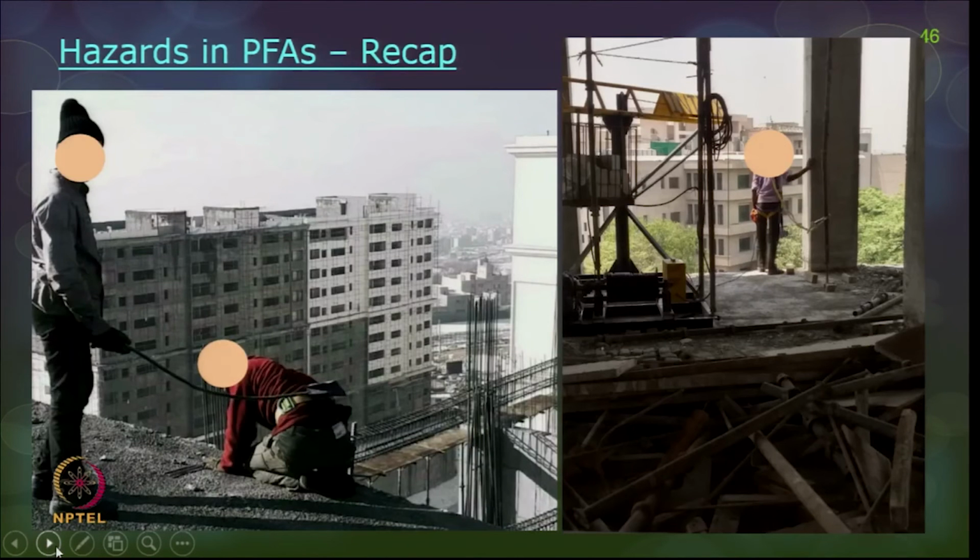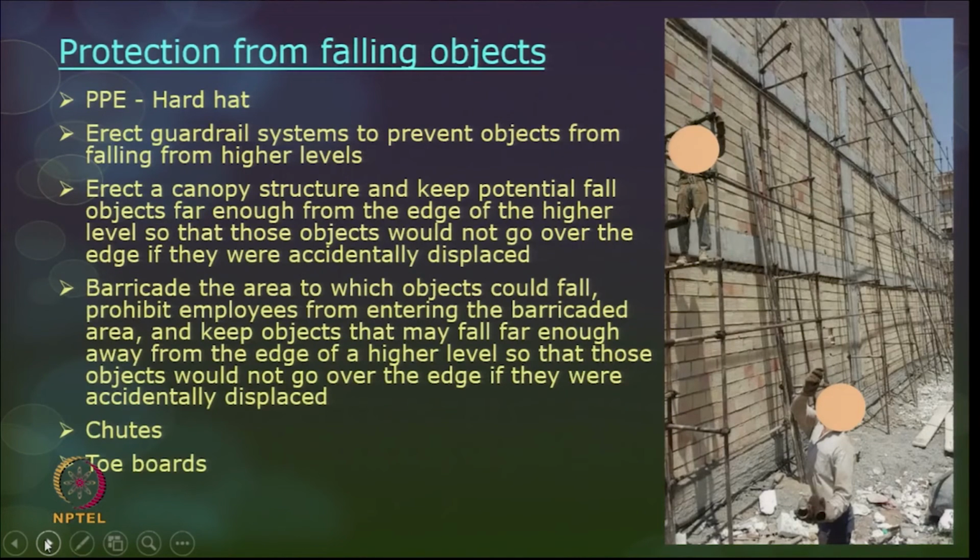These are some of the hazards in personal fall arrest systems. For example, this is not a permanent anchor. The lanyard is not connected properly to a permanent anchor, and this person is actually used as an anchor for the lanyard. Again, these are all not proper ways of using a lanyard.